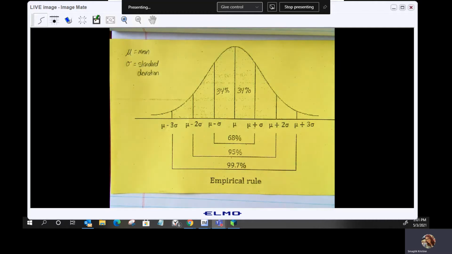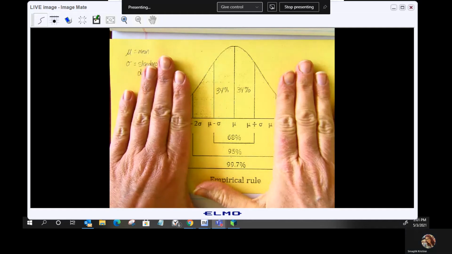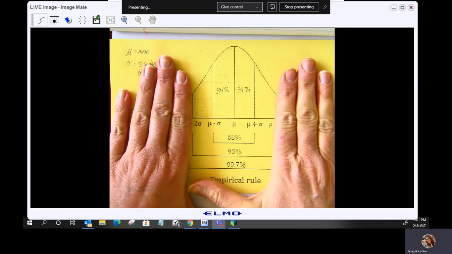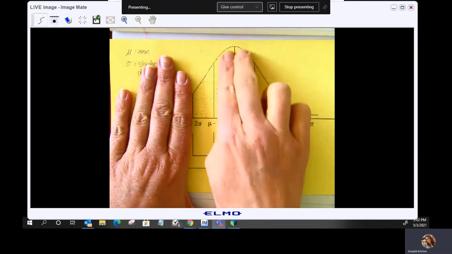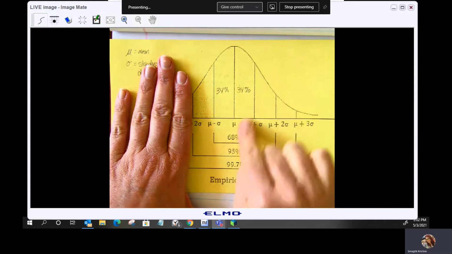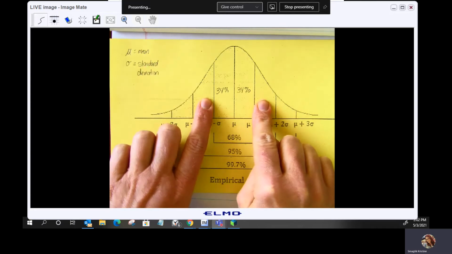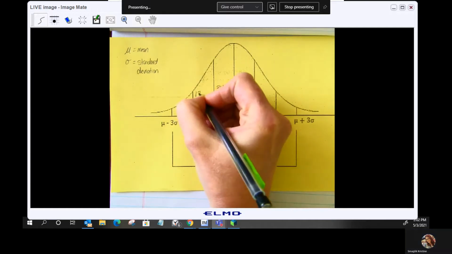Now let's take it out to 2 standard deviations. Well, between here and here, that is 95% of the data. Now we have to be careful. We don't want to take 95% divided by 2 because remember, 68% of it is right here. So if we take 95%, subtract that 68%, and then divide it into 2, we get 13.5%.